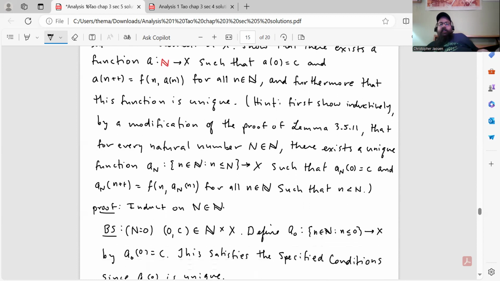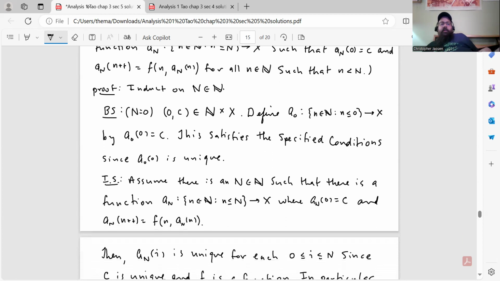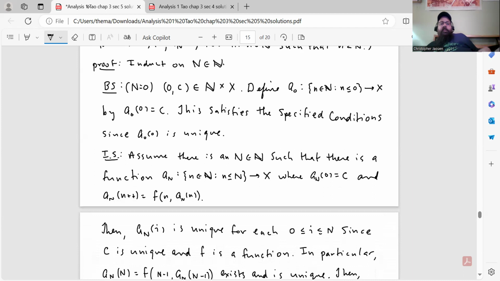He does give a hint for this because the proof is actually quite involved. So first show inductively, by a modification of the proof of Lemma 3.5.11, that for every natural number N, there exists a unique function a_N from the set {n in N : n less than or equal to N} to the set X, such that a_N(0) equals c, and a_N(n++) equals f(n, a_N(n)) for all n such that n is less than N. All right, so we do that with a proof by induction. We induct on capital N.